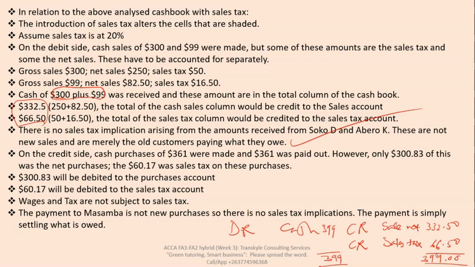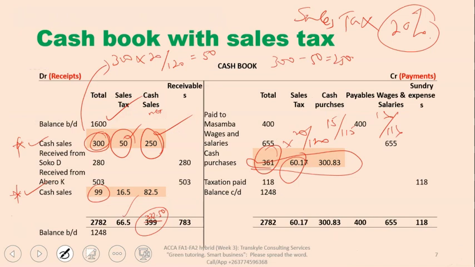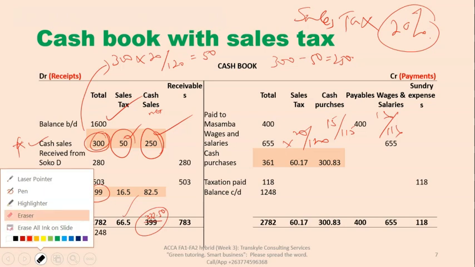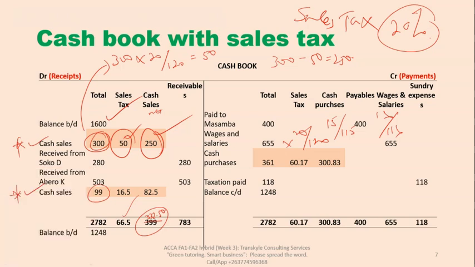So we are told that the total was 361 for the cash purchases as indicated. Let me just try again to rub it off here because the clutter might confuse somebody. All right, so that's the total amount that was paid.